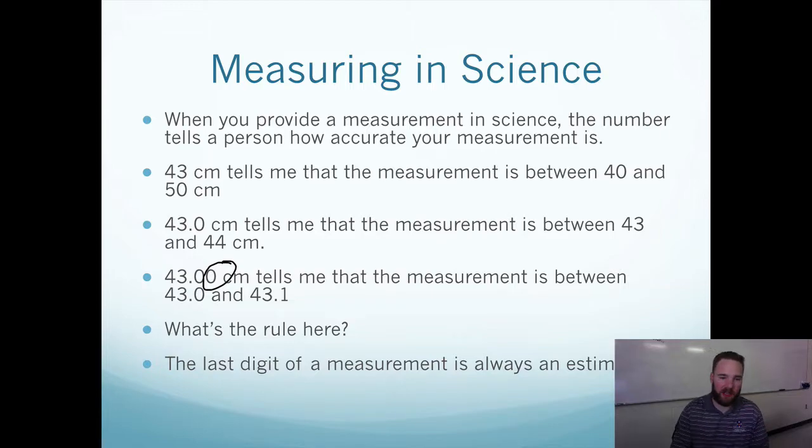The last digit of a measurement is always an estimate. Put a star by it. The last digit of a measurement is always an estimate. And I didn't say any number. I said a measurement. When you're measuring, whether it's a liquid, a solid, whether you're using a ruler or a balance, the last digit of a measurement, you're always going to estimate it.